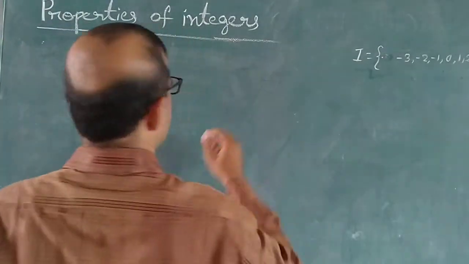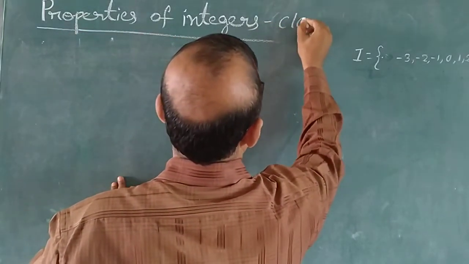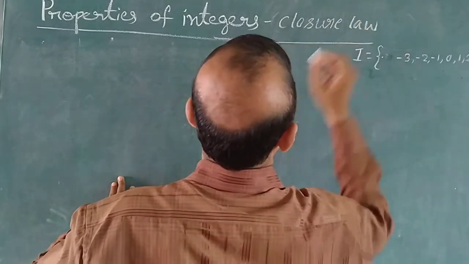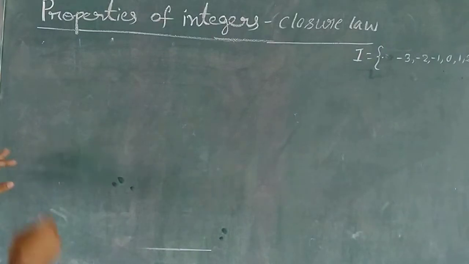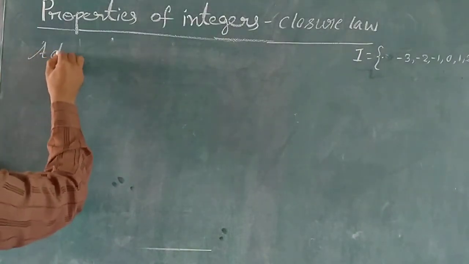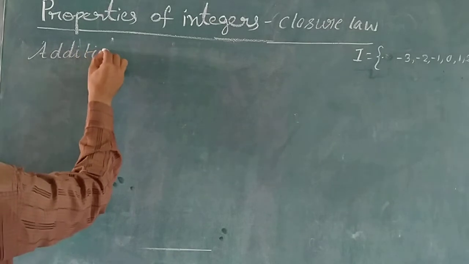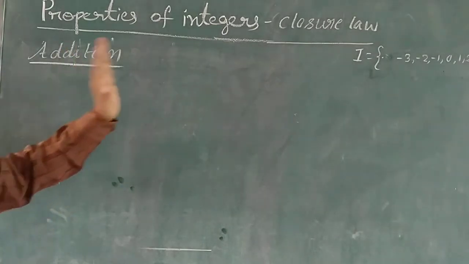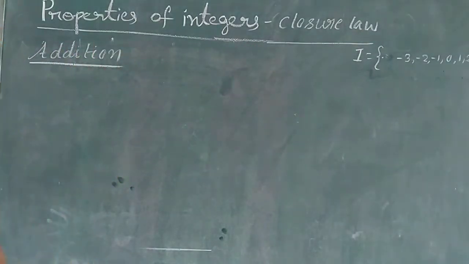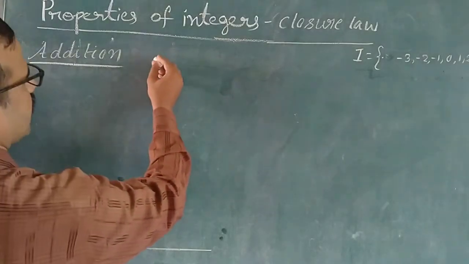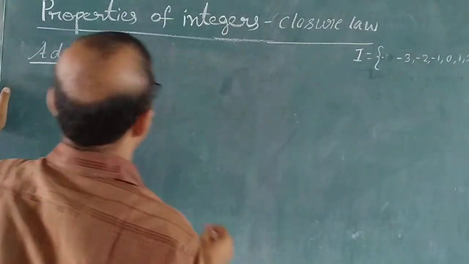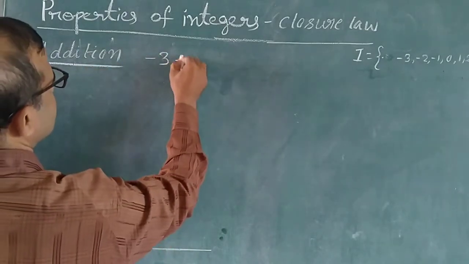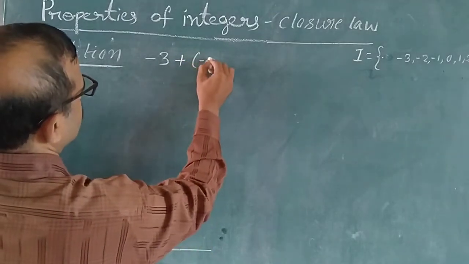The first one is the closure law. Properties of integers, closure law. In this first one, addition. Let's take some examples, children. Closure law with respect to addition. Suppose you take any integer from the set of integers, I have taken minus 3, plus another, minus 2.